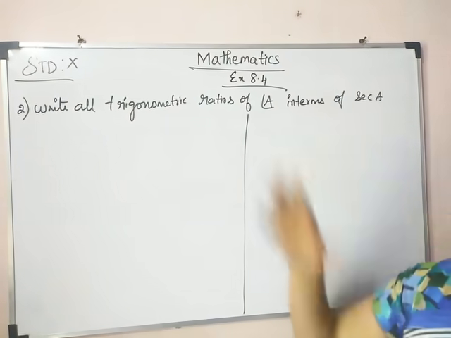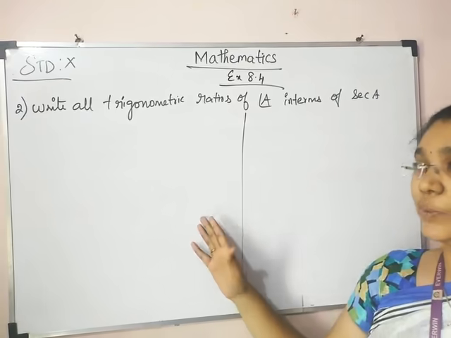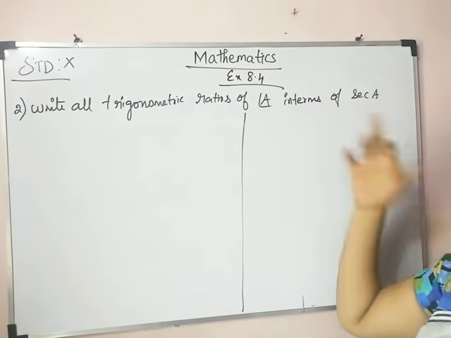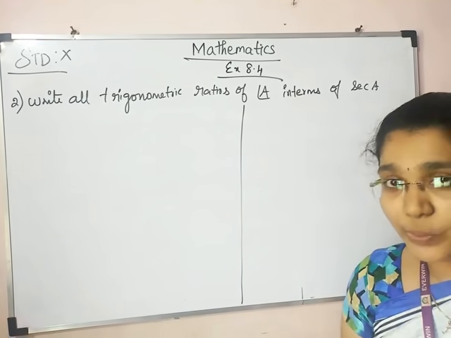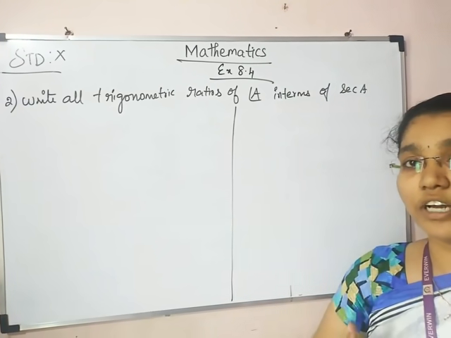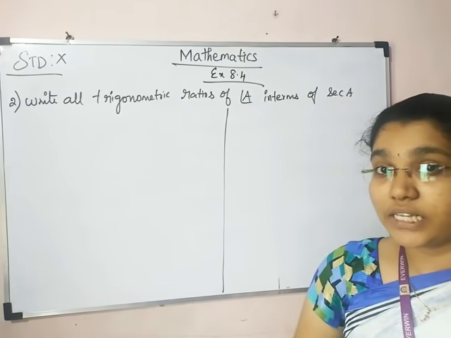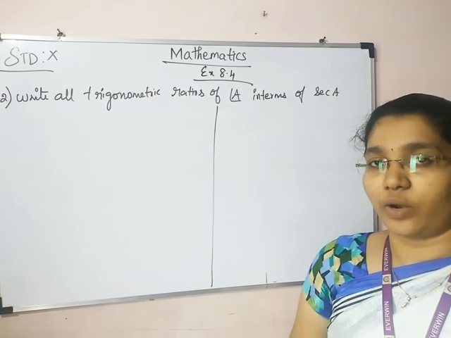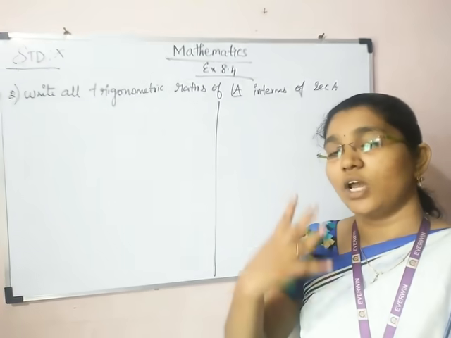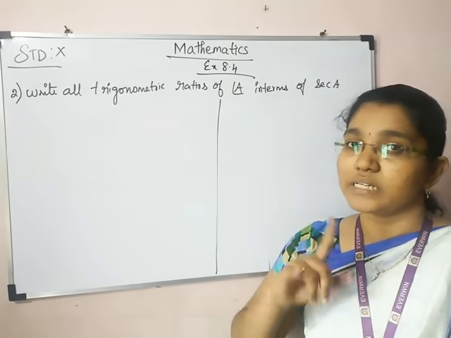Okay children, so now we are in exercise 8.4. Second question: write all trigonometry ratios of angle A in terms of secant A. In this question we are going to represent all trigonometry ratios in terms of secant. So except secant theta, the remaining we have to convert. What are those remaining ratios? Sine, cos, tan, cosecant and cot, except secant theta, right?